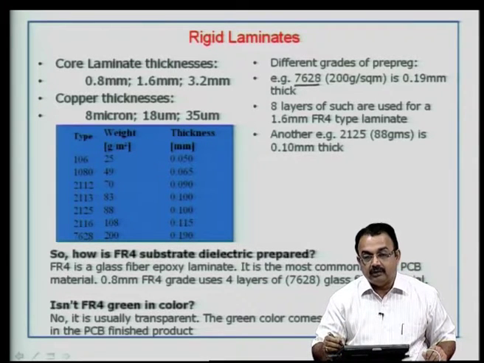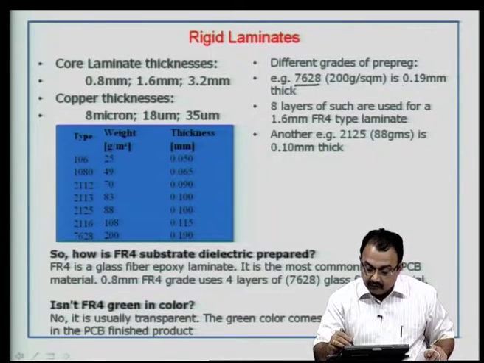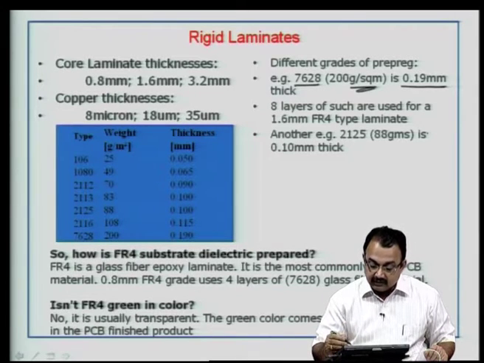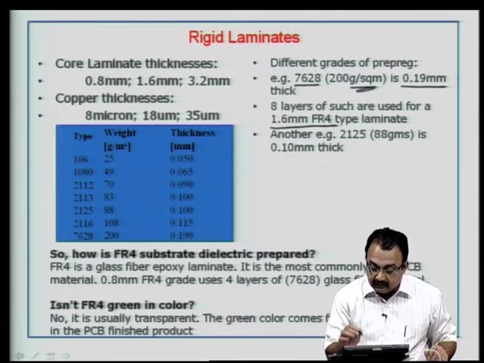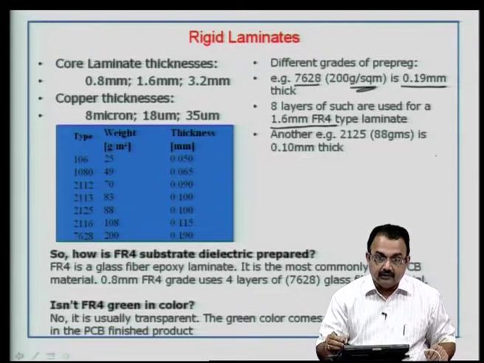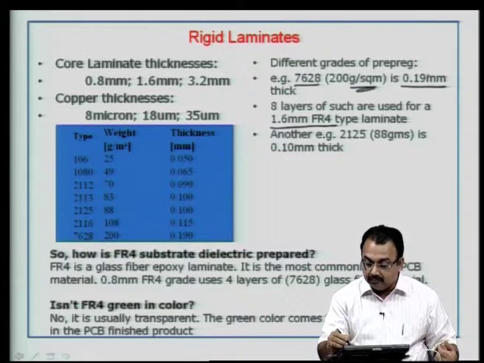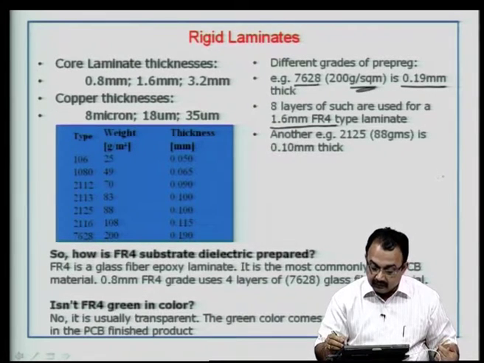7628, very common number in the PCB industry, is basically 0.19 mm thick and the weight is 200 grams per square meter. So, these kind of numbering systems have evolved over the years. For example, if you want to manufacture or use a 1.6 mm thick FR4 type laminate, FR4 is epoxy plus glass, then you can use 8 layers of such, because 8 into 200 micron thick, typically about 0.2 mm, will give you 1.6 mm thick FR4 laminate.